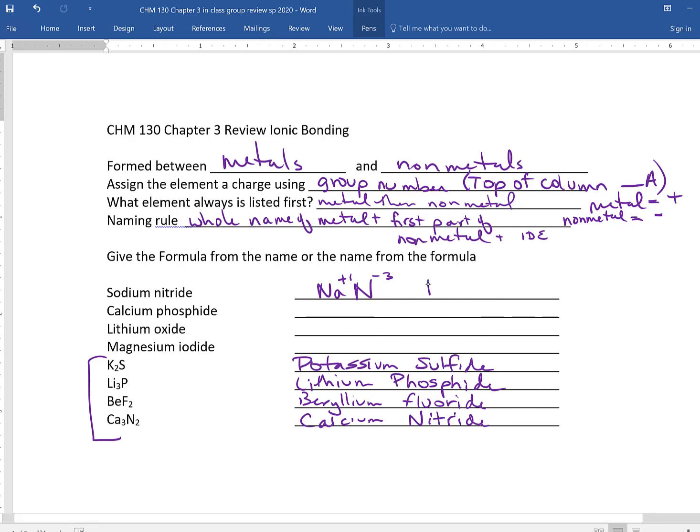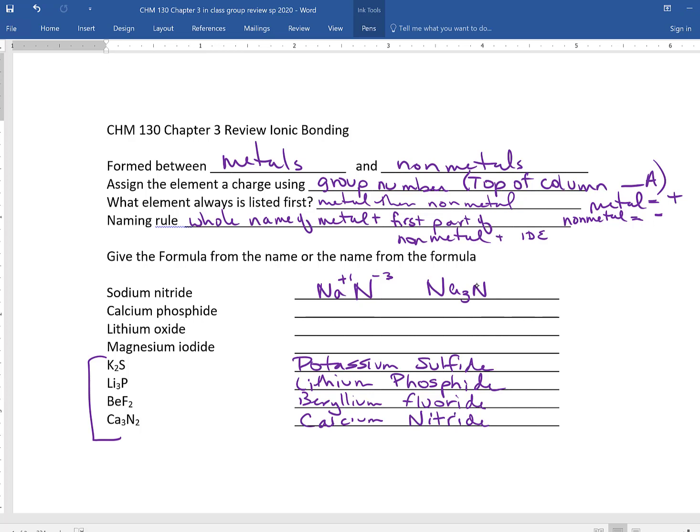So it will be Na3N. The charge on the nitrogen tells you how many sodium. The charge on the sodium tells you how many nitrogen. If you can simplify it, make sure that you simplify it, right? So if you got like a 2 and 2, you would just simplify it to just a 1 and 1. But this one you can't simplify anymore.